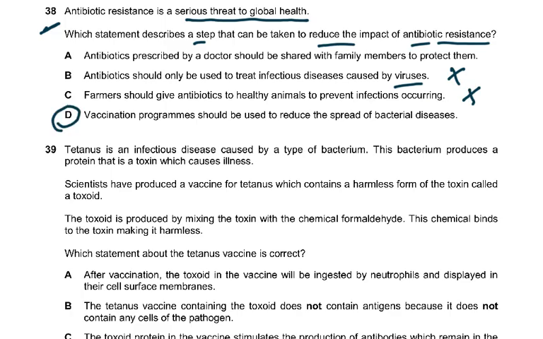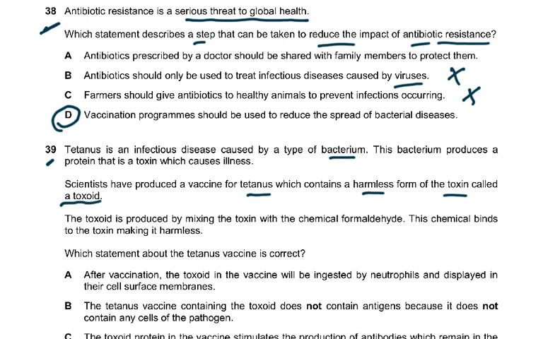Yes, vaccination programs should be used to reduce the spread of bacterial diseases, so that there are fewer bacterial diseases and less use of antibiotics. Then question number 39. Tetanus is an infectious disease caused by a type of bacterium. The bacterium produces a protein that is a toxin which causes illness. Scientists have produced a vaccine for tetanus which contains a harmless form of the toxin called a toxoid.